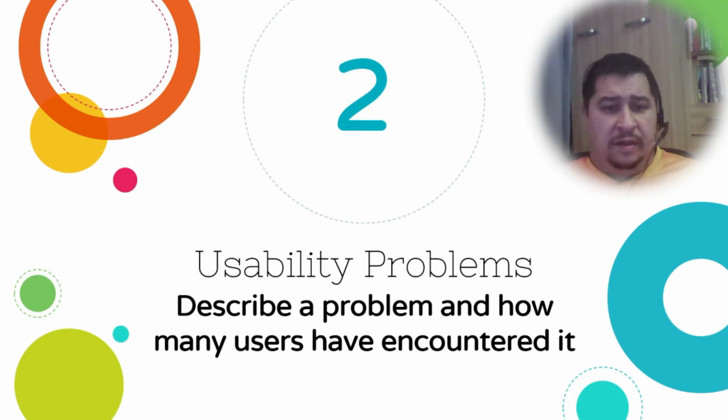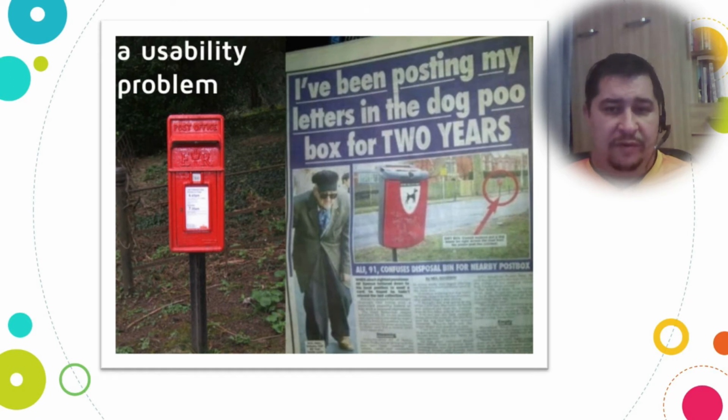The second metric from there is usability problems. There can be many problems, and you can gather those problems and count how many users have encountered each. The possibilities here are endless. Trust me, I will just give you this one: an old man who has been posting his letters in the dog poo box for 2 years. They have the post boxes, and the poo boxes obviously have similar designs, and this has confused the user.